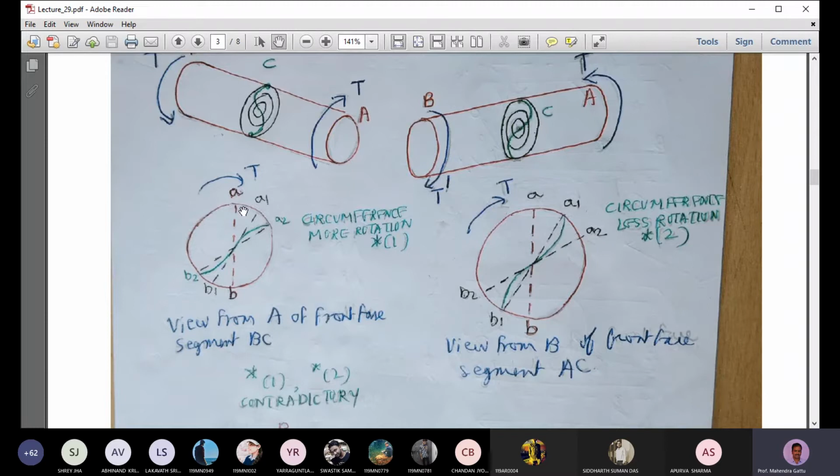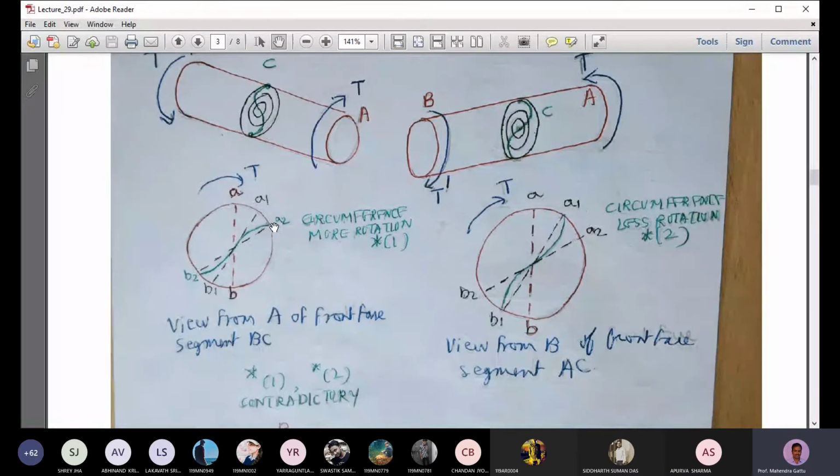So what we see here is that in the circumference there is more rotation. The point is rotating from A to A2, and here point B is rotating from B to B2. And if you are looking at the inner circle, the rotation is a little less. It is rotated from this point to some point in the green color, which is less than the rotation of A2.